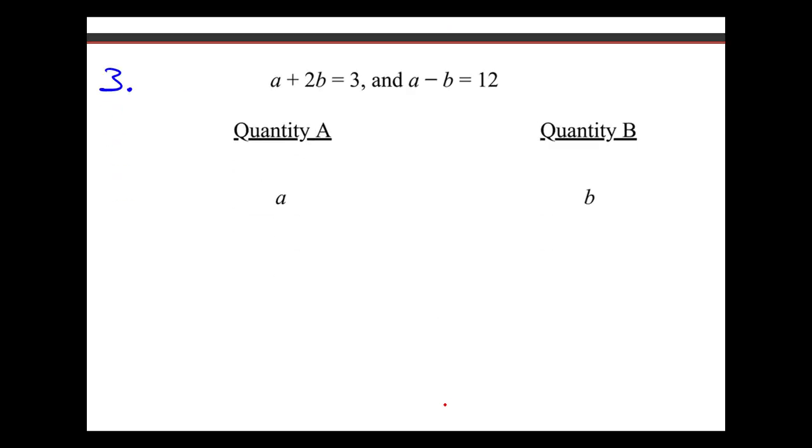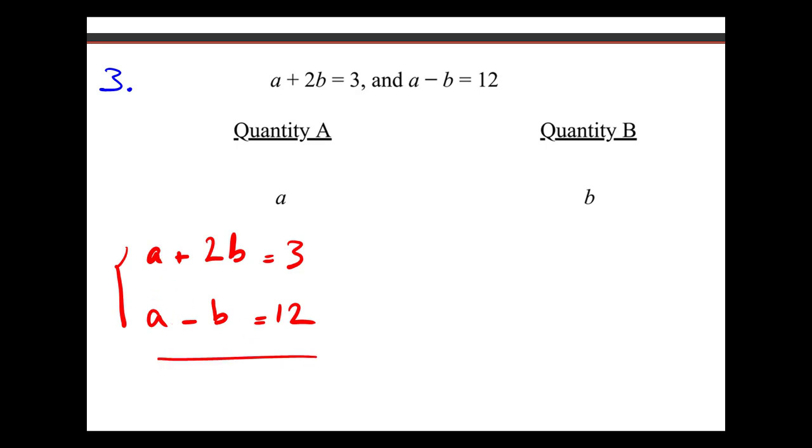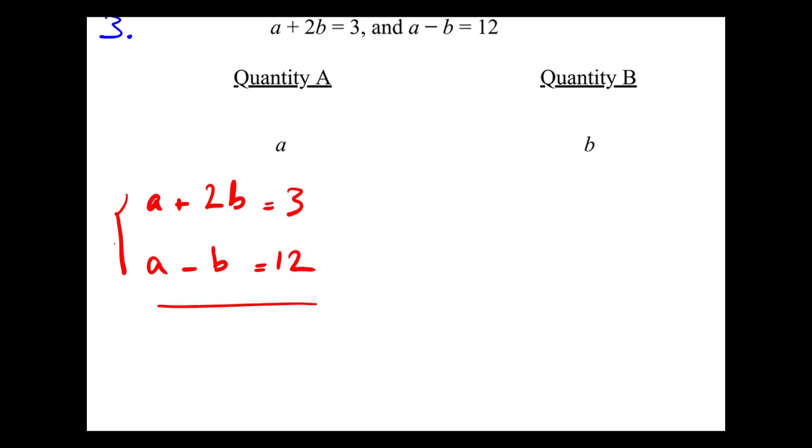The next question gives two equations and two unknowns. Let's write them. a plus 2b equals 3. a minus b equals 12. Let's subtract the second one from the first one. We know from elementary school how to subtract. a minus a is 0. 2b minus b is 3b. 3 minus 12 is minus 9.